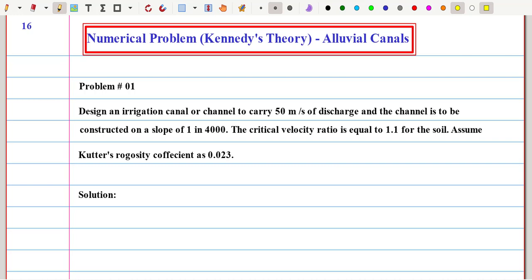Can we replace here the value of x with y by 2? The area will become y into b plus y by 2. When we further simplify it, it is going to be yb plus y square upon 2. Okay.